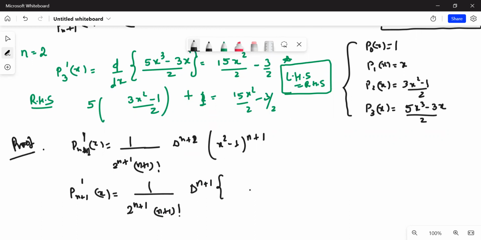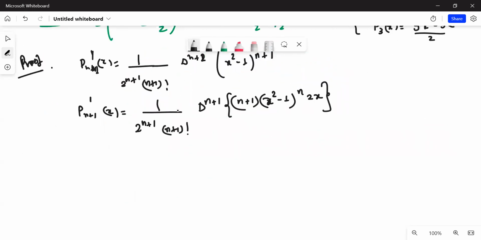And you can differentiate it inside. So if you differentiate, you would get n plus 1, x square minus 1 to the power n, and then you can write this. And then what one can do is, you take this 2 common out, you take n plus 1 common out, you'll get P_{n+1} dash x is equal to 1 upon 2 to the power n, n factorial.